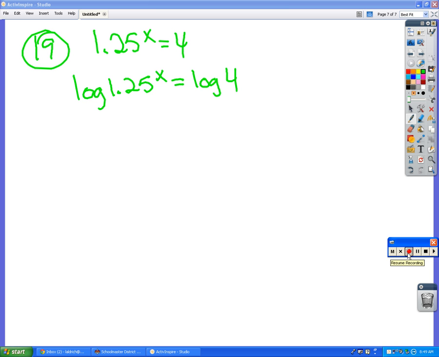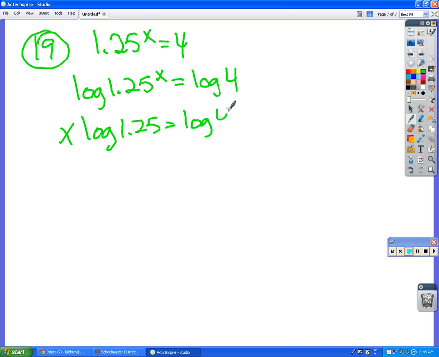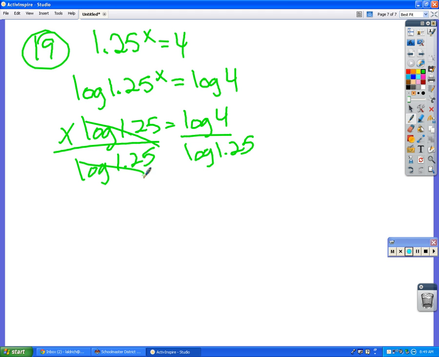Okay, so after you log both sides, what can you do with the exponent? Bring it to the front. Divide both sides by log of 1.25. Those cancel. And x equals 6.212. Yep, that's what I got. Let's do 213, whatever. And again, you can plug that into the original equation and make sure that it works.